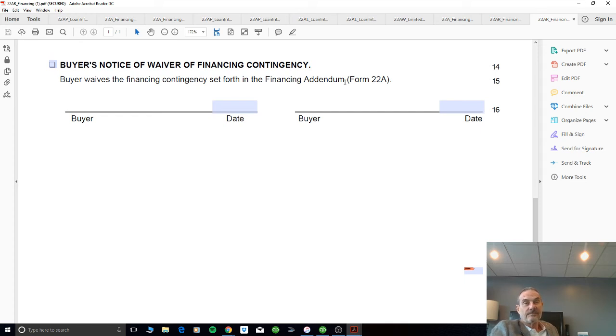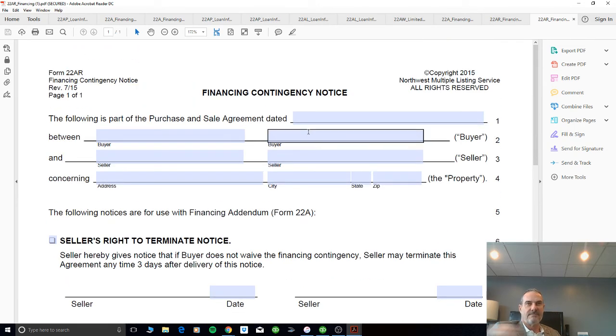You had a lot of Form 22s. So 22A, 22AW, AD, and AR, and then Form 13. In which scenario? You want to waive financing but not appraisal, you put in 22A, 22AW, and Form 13. You want to waive all of financing, you put in 22A, 22AR, and Form 13. Does that make sense?